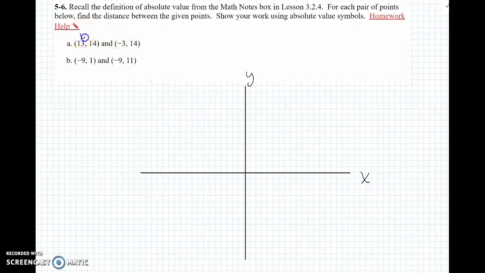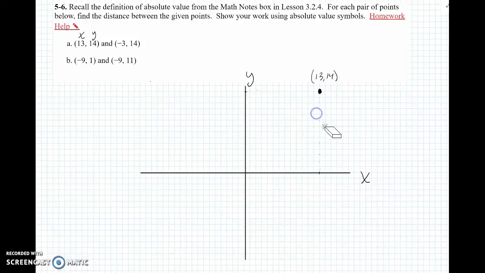I know that these points both have an x and a y coordinate to them. So I can go 13 over on the x-axis, 1, 2, 3, 4, 5, 6, 7, 8, 9, 10, 11, 12, 13 over on the x-axis, and 14 up on the y, 1, 2, 3, up to 14. And where those coordinates meet, that's our point right there. That's the point 13, comma 14.